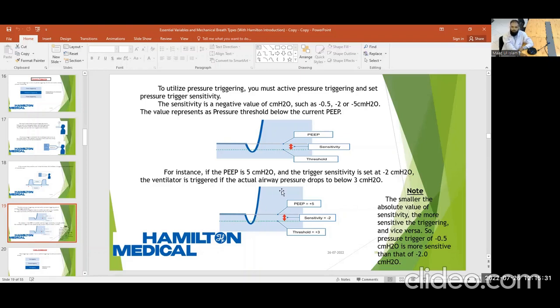So if you set the sensitivity threshold at minus 2 cmH2O, and the patient inhales, a negative pressure will be generated here. If the threshold is touched by the graph, the ventilator senses this as a spontaneous activity. Note down, the smaller the absolute value of sensitivity, the more sensitive the triggering, and vice versa. So a pressure trigger of minus 0.5 cmH2O is more sensitive than that of minus 2.0 cmH2O.